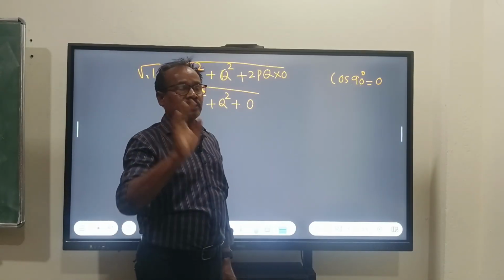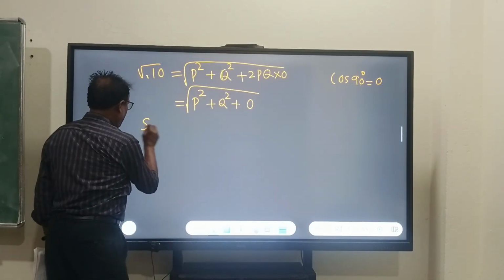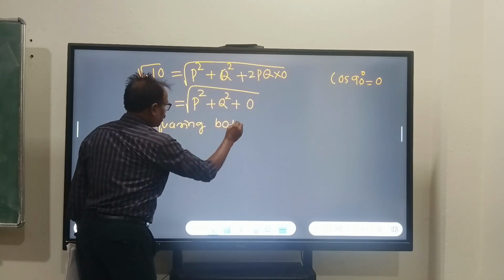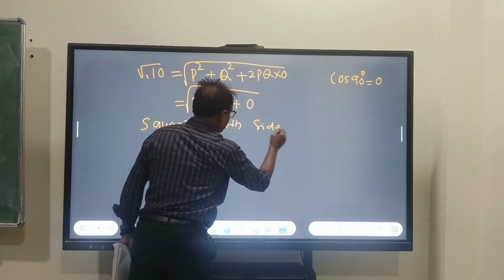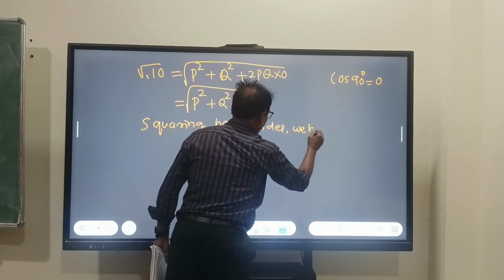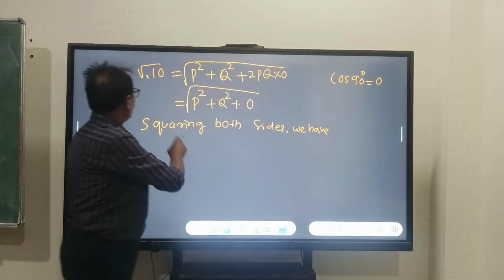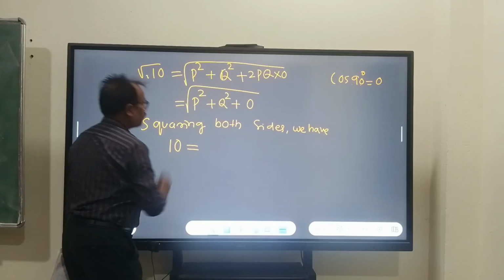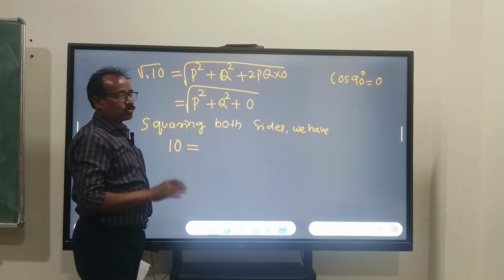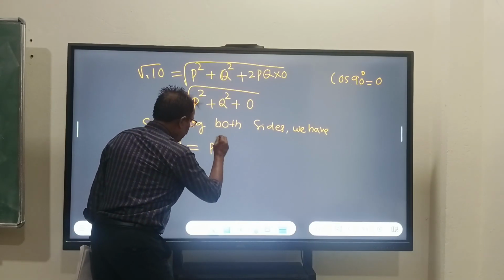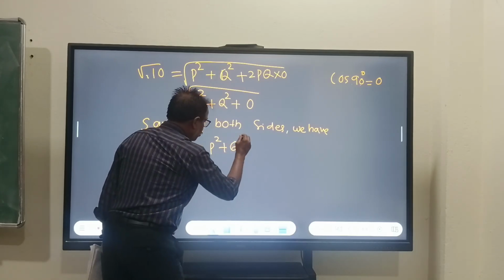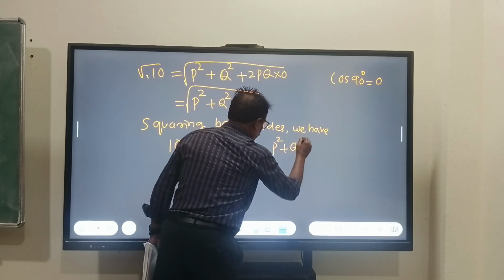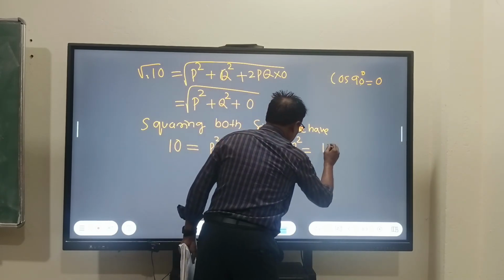Now, squaring both sides, we have, you know that root over 10 square is equal to 10, and root over P square plus Q square squared is P square plus Q square. Therefore, P square plus Q square is equal to 10.